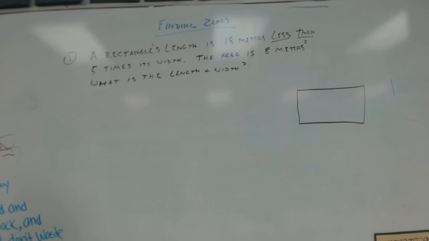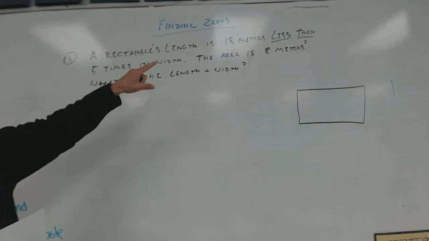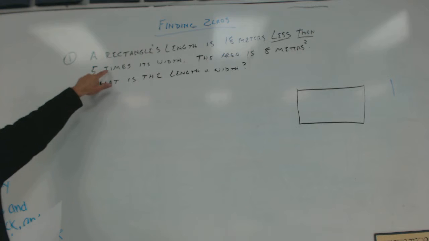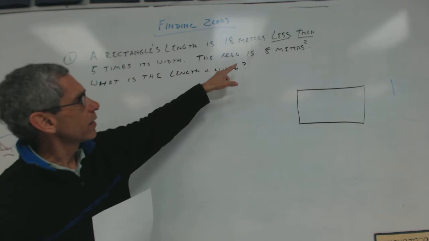All right, I have a rectangle, right? So pay attention, guys. Henry, pay attention so you really see this, because this is going to be tricky. There's two of these on the homework, so I just want you to see how it works. It says, a rectangle's length is 18 meters less than 5 times its width. The area is 8 meters.